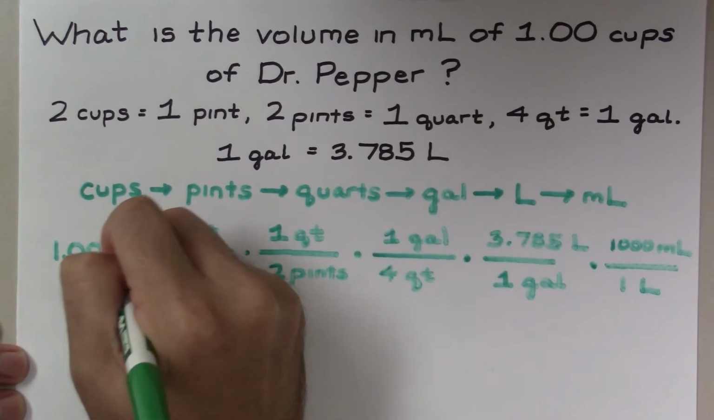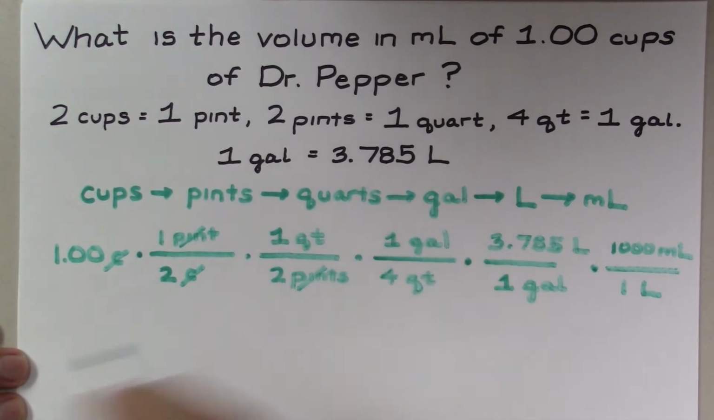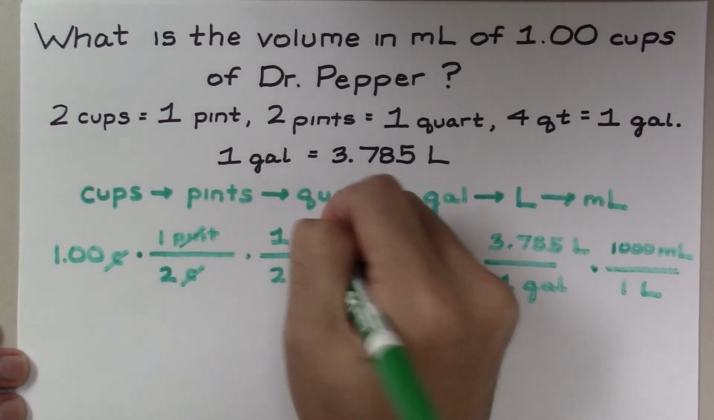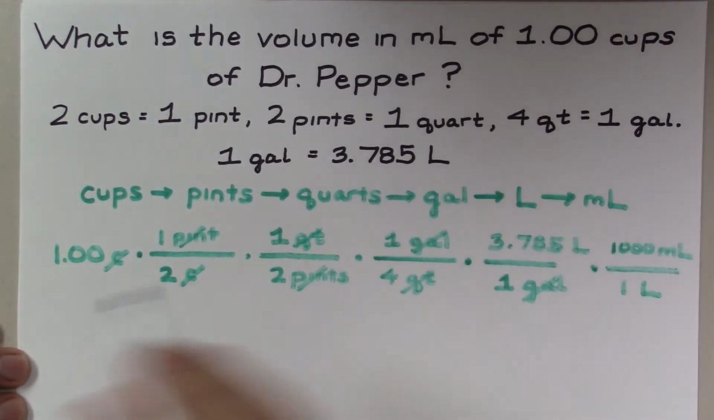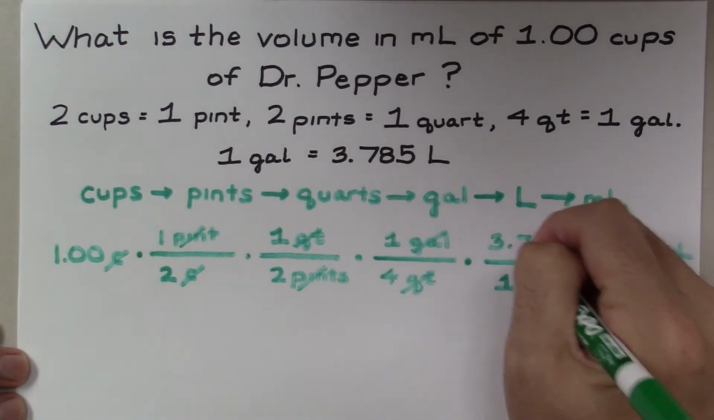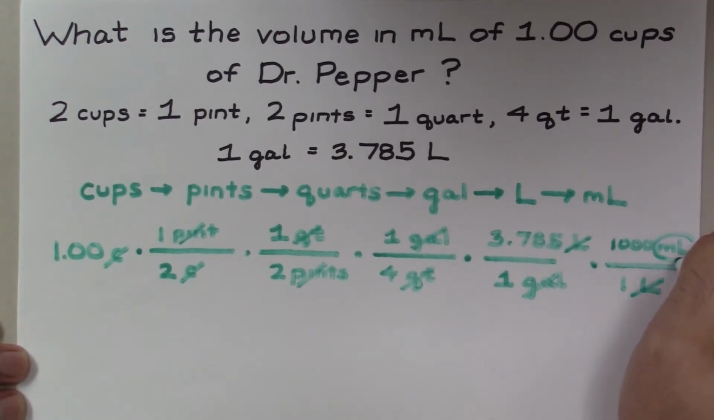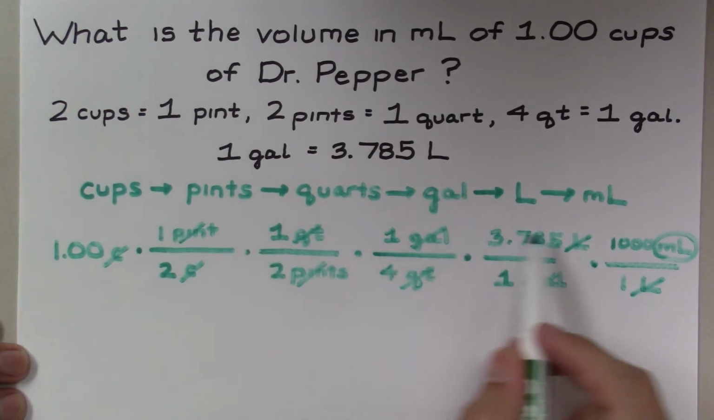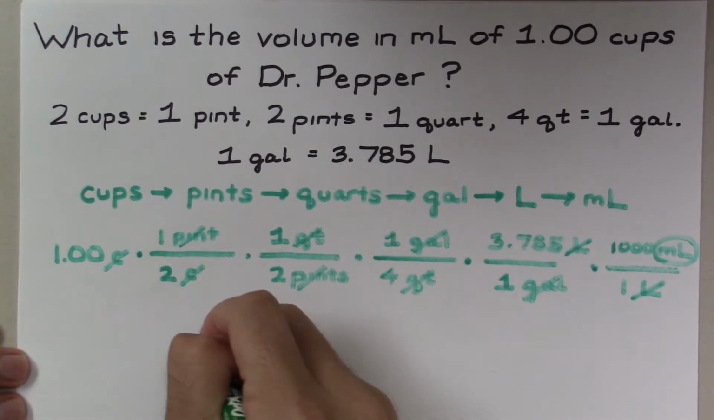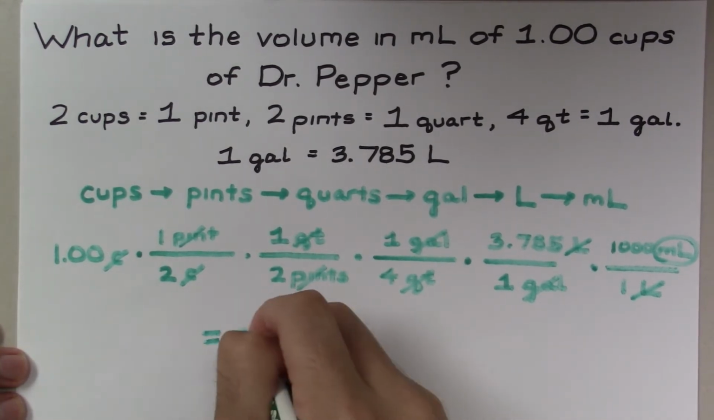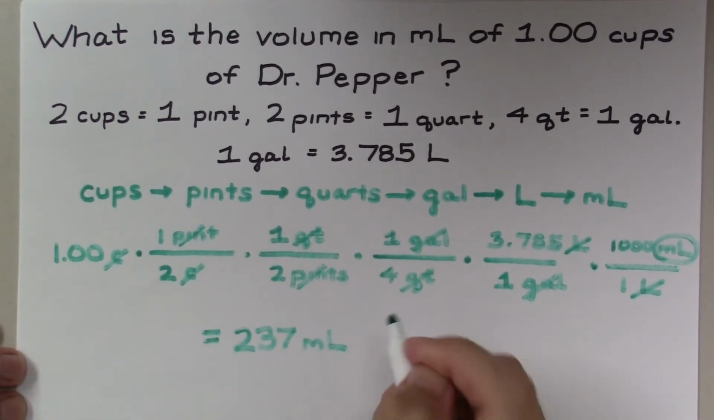Let us go and cancel our units and go cups, cancels. Now we will check to make sure that our pints cancel, 1 on top and 1 on bottom. Our quarts will cancel, followed by our gallons. And finally, we will cancel out our liters, leaving us with the unit of milliliters, which is our desired unit at the beginning of the problem. Now what you will do is multiply everything on the top, divide everything on the bottom, and you would receive an answer in your calculator of 237 milliliters.